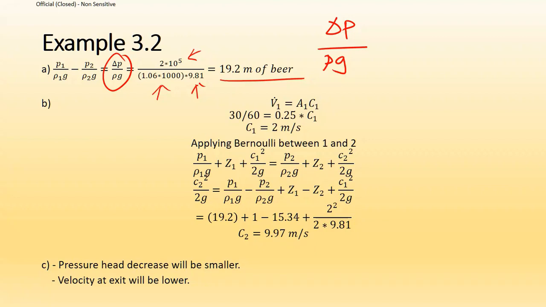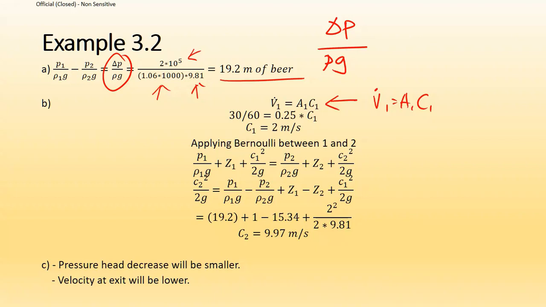Next for part B. For part B, we want to get the velocity at the outlet. So how can we get the velocity at the outlet? We have to apply our Bernoulli equation. But before that, first, we can apply the discharge equation. V dot 1 is equal to A1 C1.